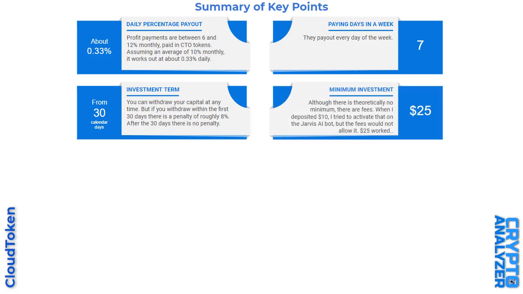The minimum investment, they don't actually specify one, but I played around with it. I tried to put in $10. Because of Bitcoin fees, I couldn't activate that in the Jarvis AI bot. I put in another $20, so I had $30 to play with, and I managed to invest $25. I was trying to find what the minimum was, so roughly $25.